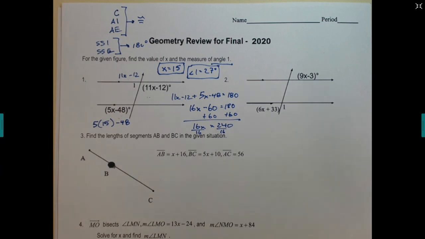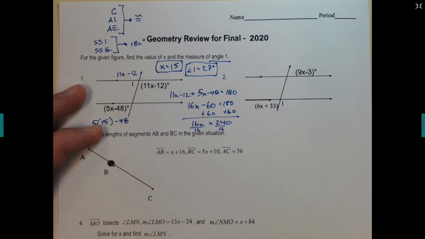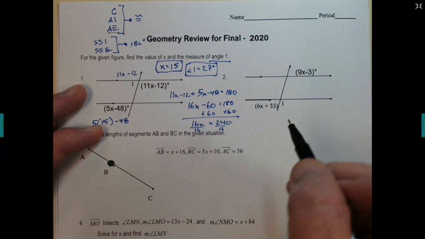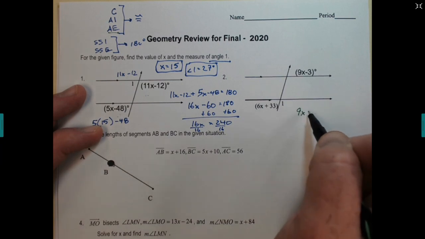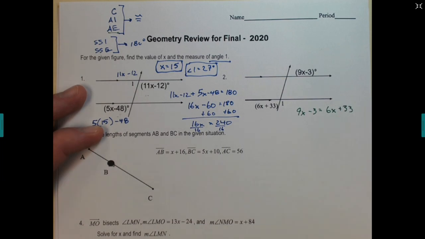All right, let's move to a different color. Same idea. JB, what's the classification of these two angles here? Alternate exterior. You nailed it quickly. That means they have to be equal. 9x minus 3 equals 6x plus 33.